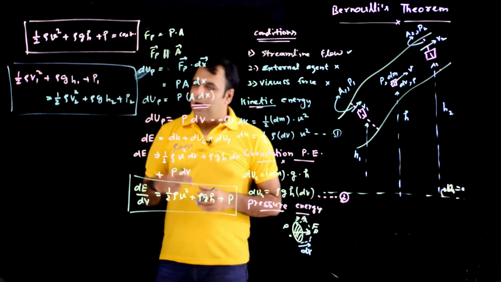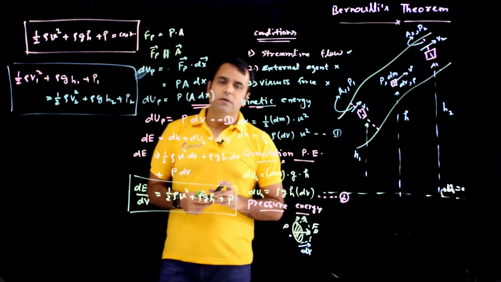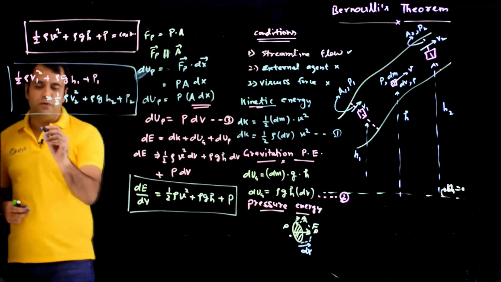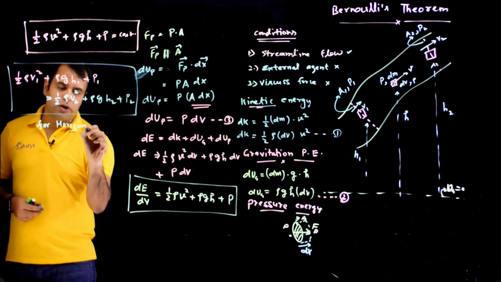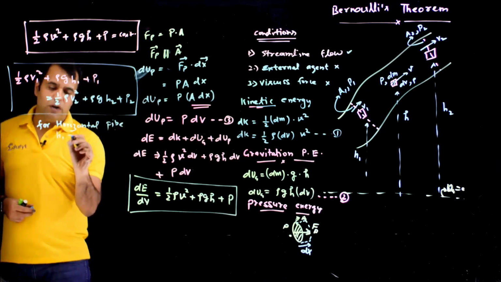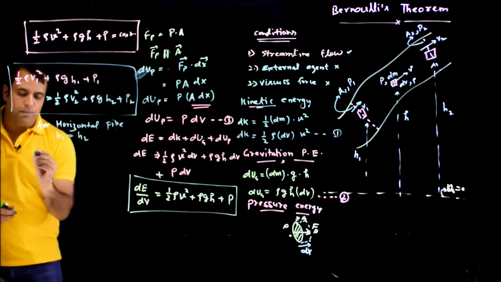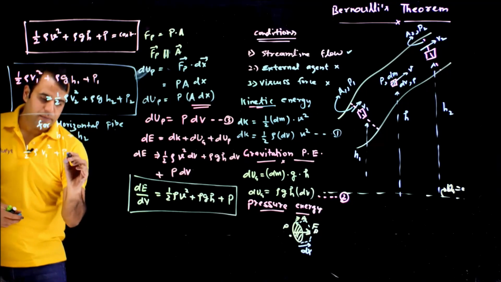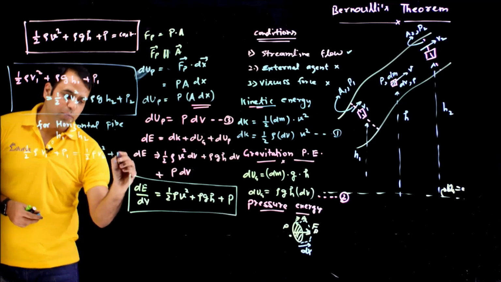So this will always give us the equation. And one more thing, many a time the examiner gives you a horizontal pipe. When he gives you a horizontal pipe, H1 and H2 will be the same. So for a horizontal pipe, H1 equals H2, and these two terms will cancel out. Bernoulli's theorem will convert into half rho V1 square plus P1 equals half rho V2 square plus P2.